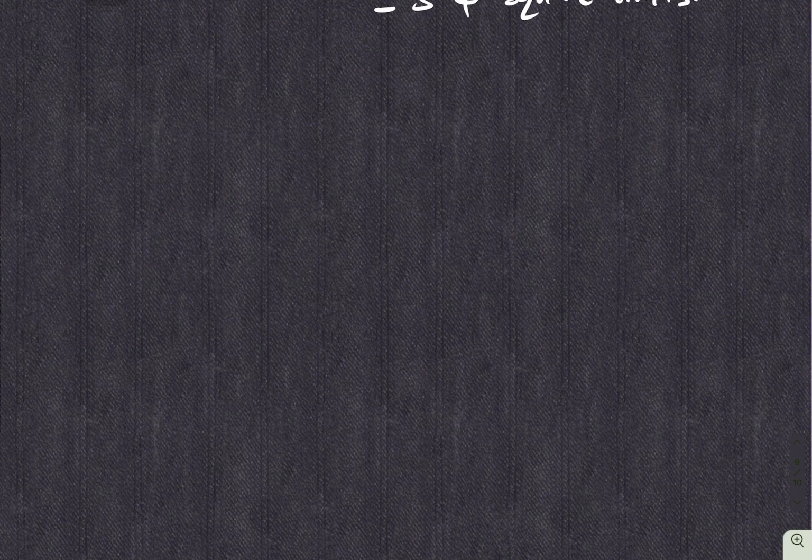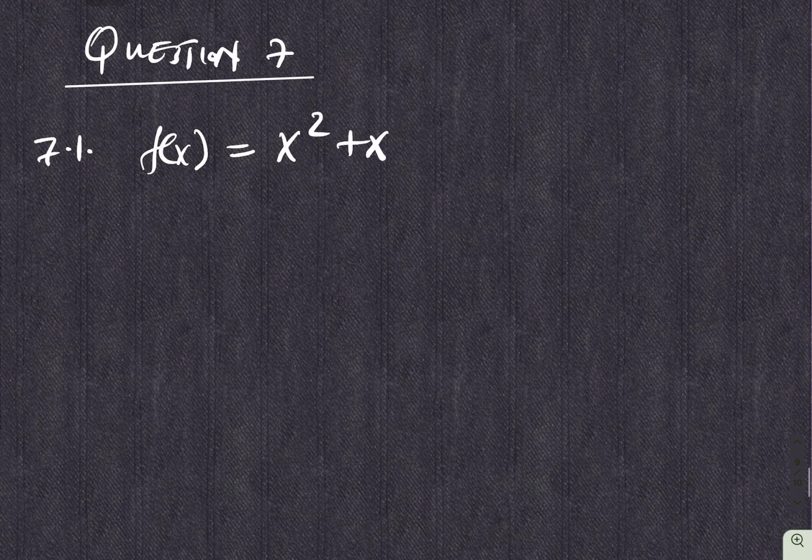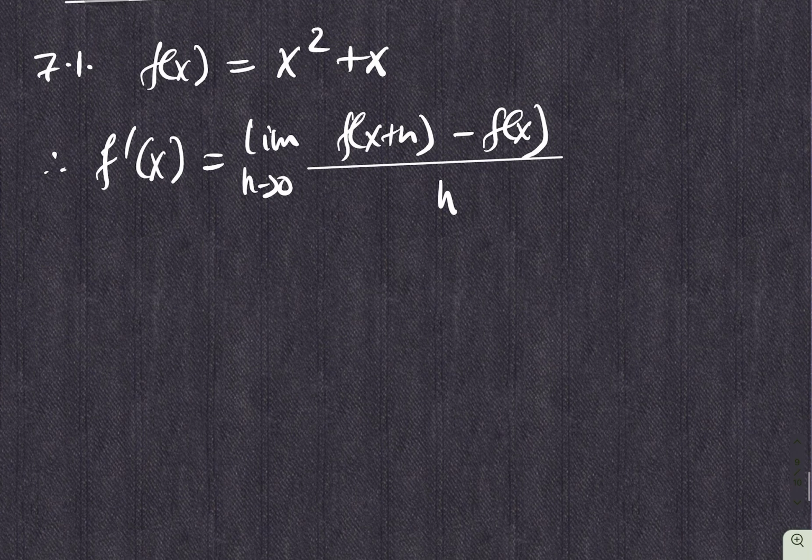So I'm going to write question 7. Question 7. So we want to do this from the first principle. 7.1, you are given f of x is equals to x squared plus x. Now you are going to say to yourself that f prime of x is going to be equals to your limit as h tends to 0 of f of x plus h minus the function itself, that is f of x, divide this stuff by h. Guys, this should be very easy for everyone to do. It's a common question.